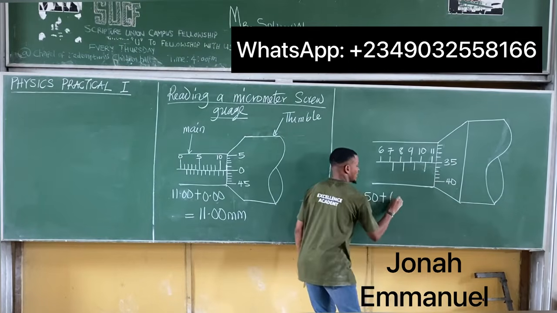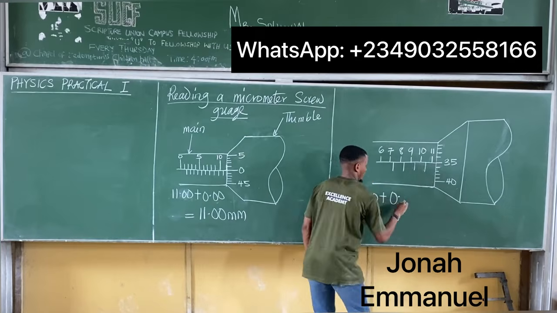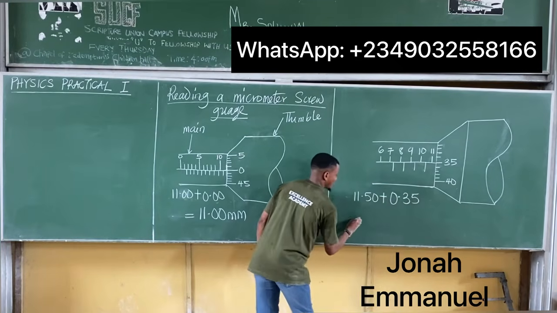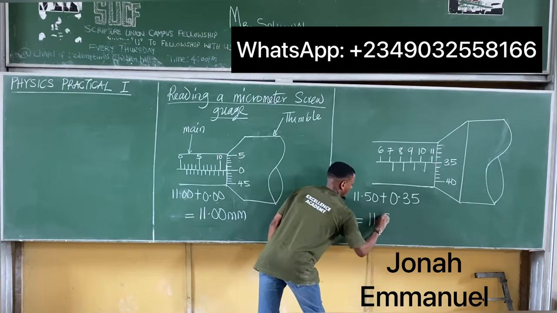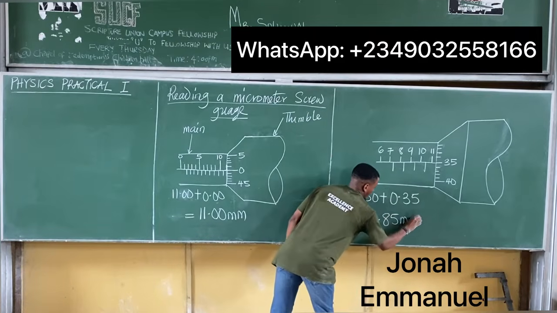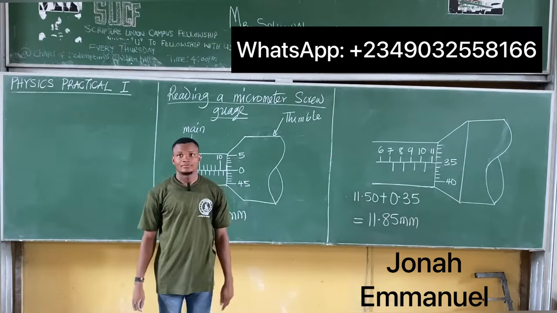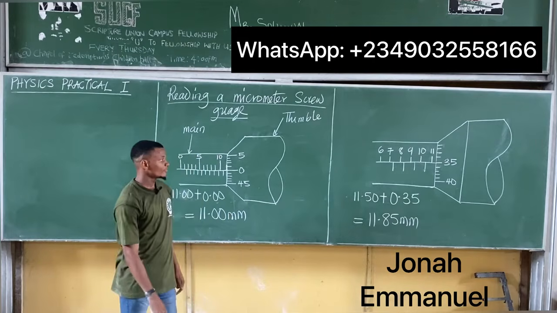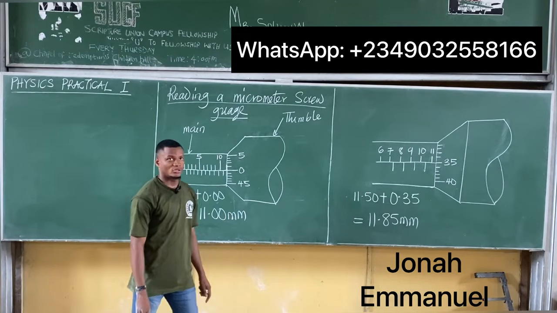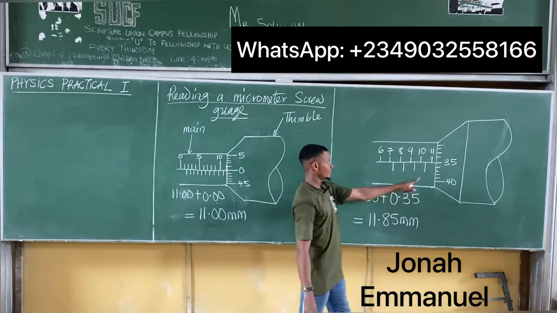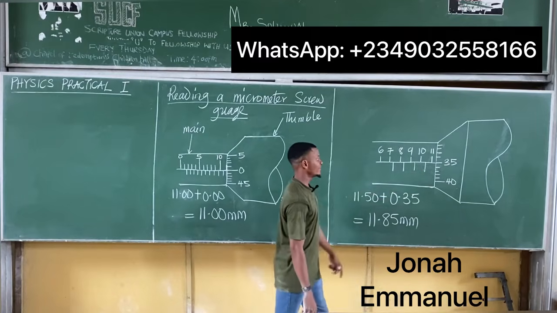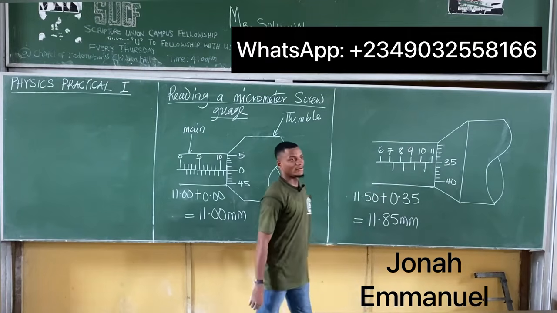So it becomes 0 point. What do you have here? 0.35. Please add this up. What do you get there? All right, so that's how it's done. So 11.35. This is 0.35. This is 11.50. And that's it.